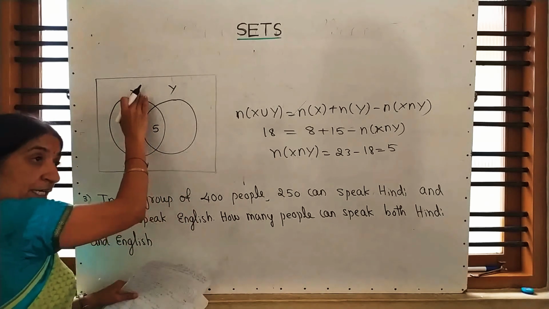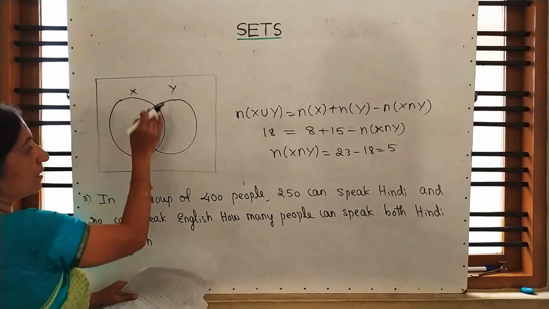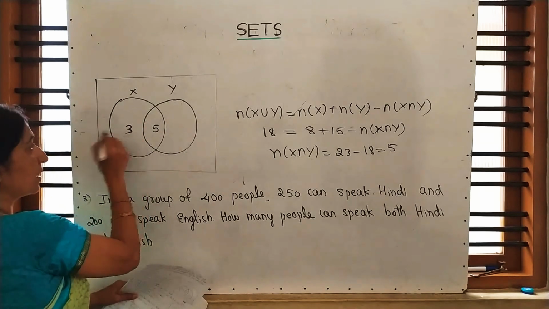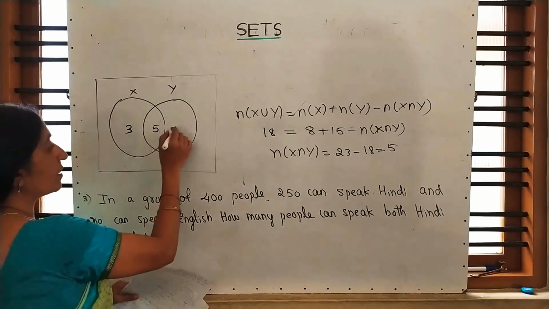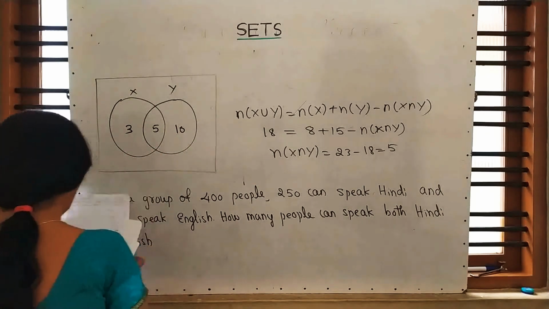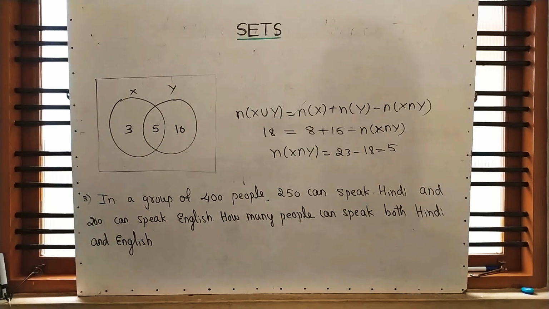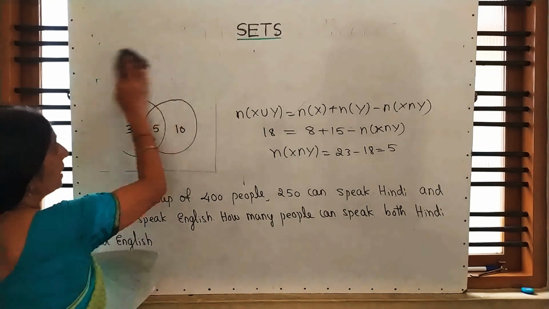So the set X has how many elements? 8 elements. Already 5 is present here, means 3 here. And the number of elements in set Y is 15. Already 5 is there, here it is 10. So like this we have to solve. Is it simple or what? That figure helps you as a shortcut method for your CET.